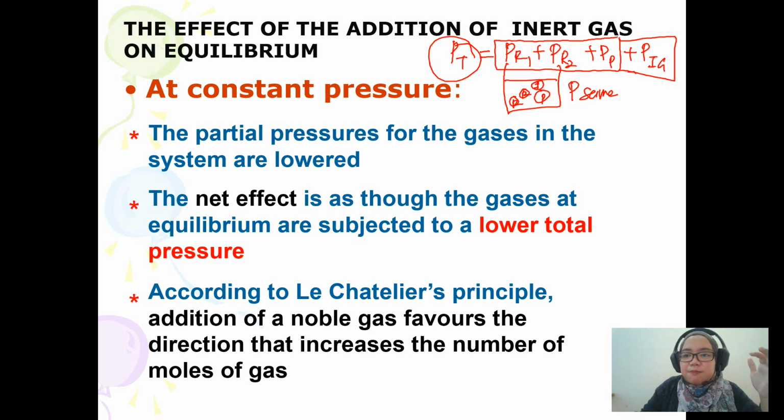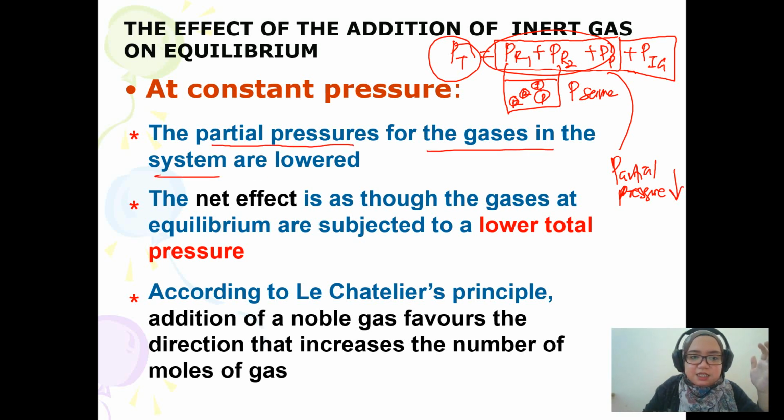Tapi bila kita tambah inert gas, sekarang ni partial pressure of reacting species ni, partial pressure akan decrease sebab due to the addition of inert gas. So nampak ni. So the partial pressure of the gases in the system are lowered. So now the net effect is as though the gases at equilibrium are subjected to a lower total pressure.